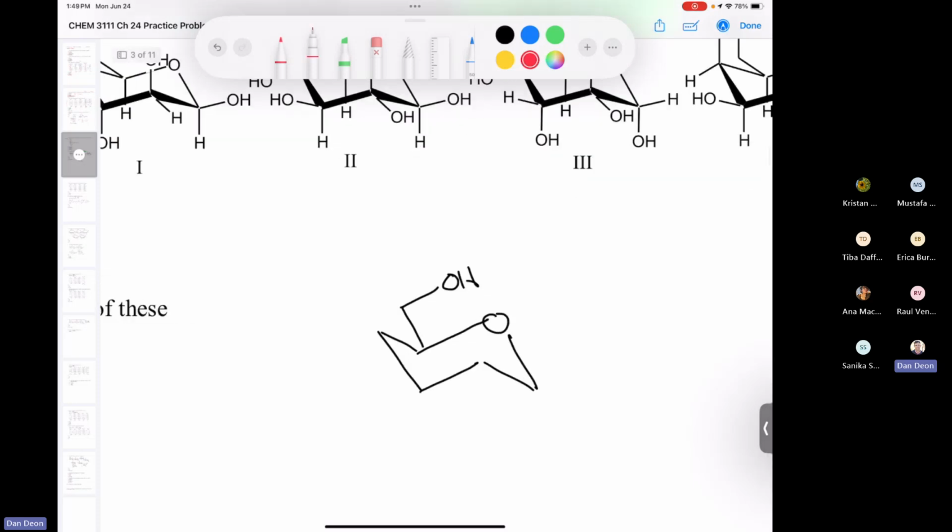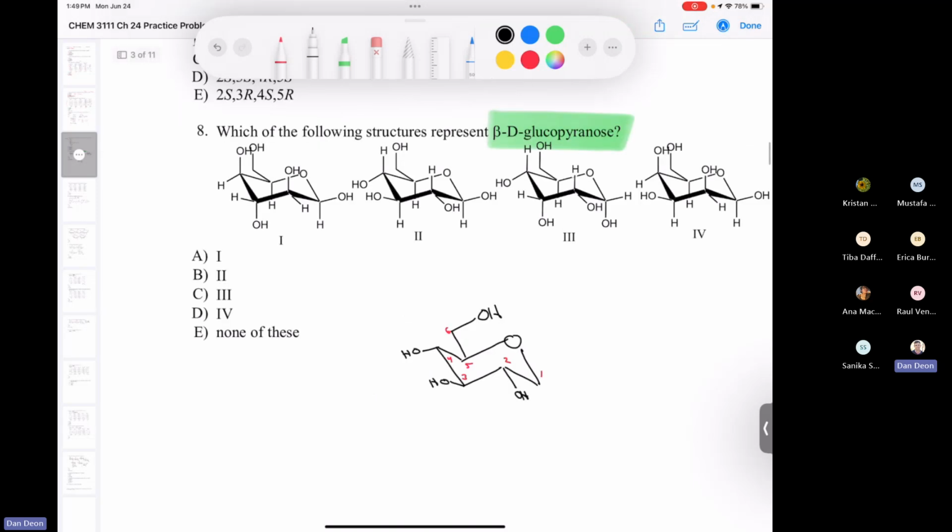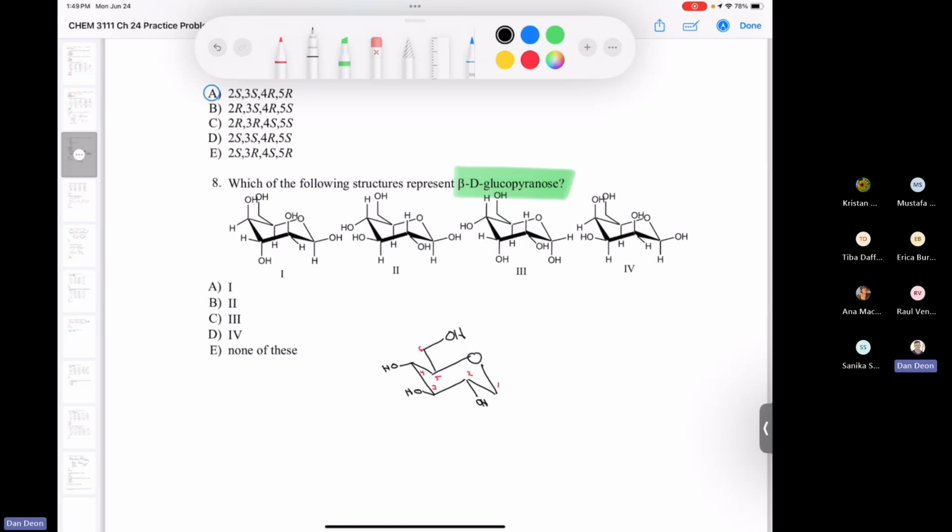So if we number our carbons 1, 2, 3, 4, 5, 6, at carbons 2, 3, and 4 in glucose, the substituents will be equatorial, meaning the hydroxyl substituents, not the proton. The hydroxyls will all be equatorial. Now, as far as carbon 1 is concerned, when it says beta-D-glucopyranose, the beta is talking about carbon 1. If it's beta, it's going to be pointing up, so it would be up and equatorial. So this is beta-D-glucopyranose.